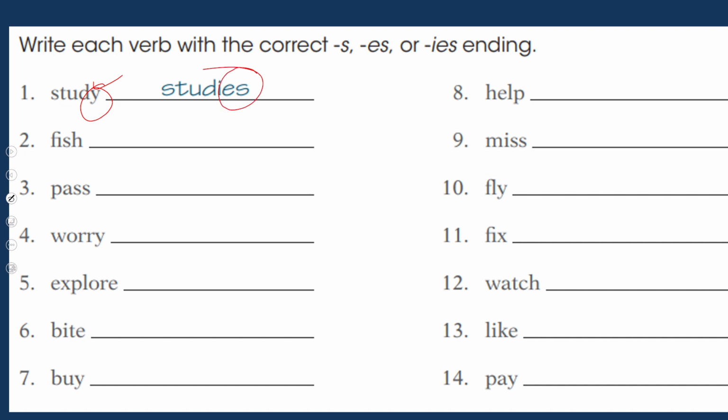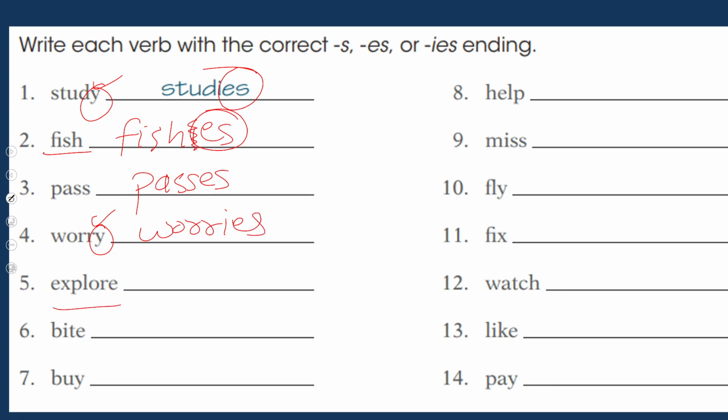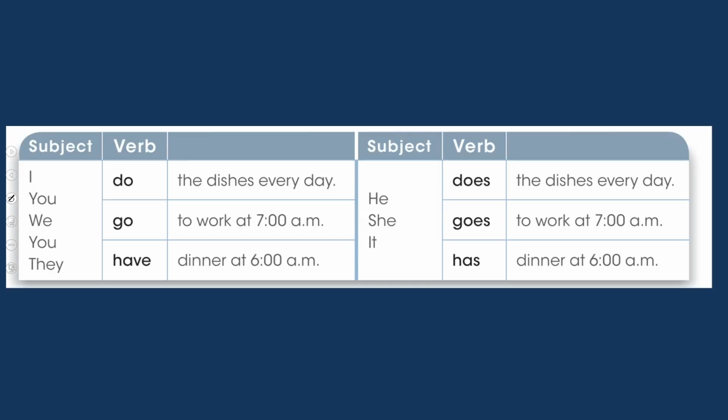Whenever we are removing y, we are adding ies. Like baby becomes babies. Fish becomes? Is this right? No, not ies, just es. Worry becomes. Whenever we are removing y, we are adding ies. So, ies. That's it. You can do it by yourself by getting the PPT.